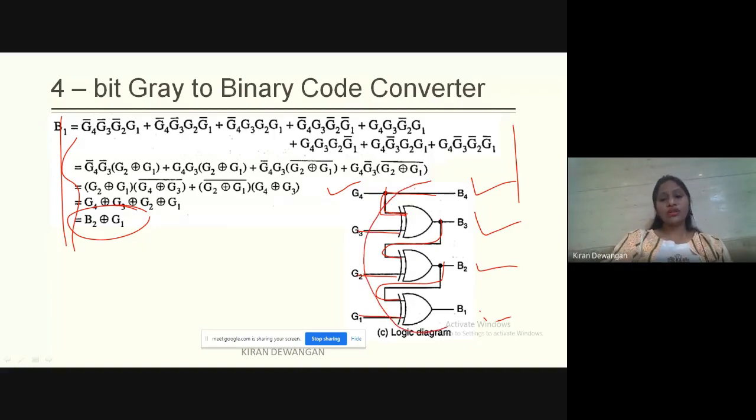So the design is also a little bit different from binary to gray code converter. Clear? This is a gray code to binary code converter. Is this concept clear? Gray to binary code converter is clear? Both are very important. Any of the designs may come in the exam. So it's clear, right? The concept is clear.